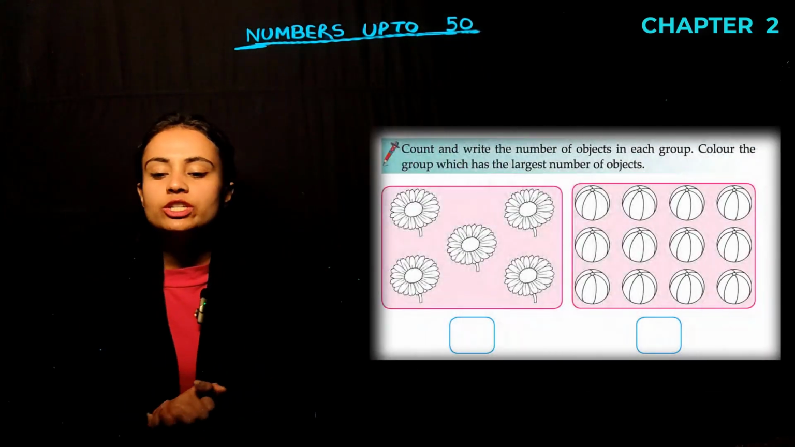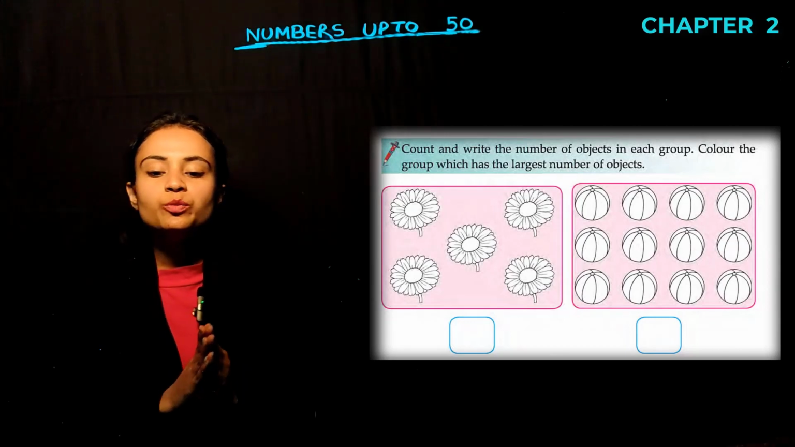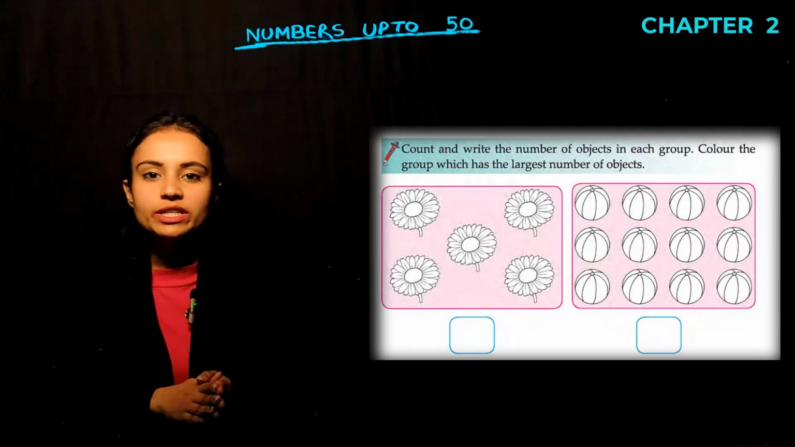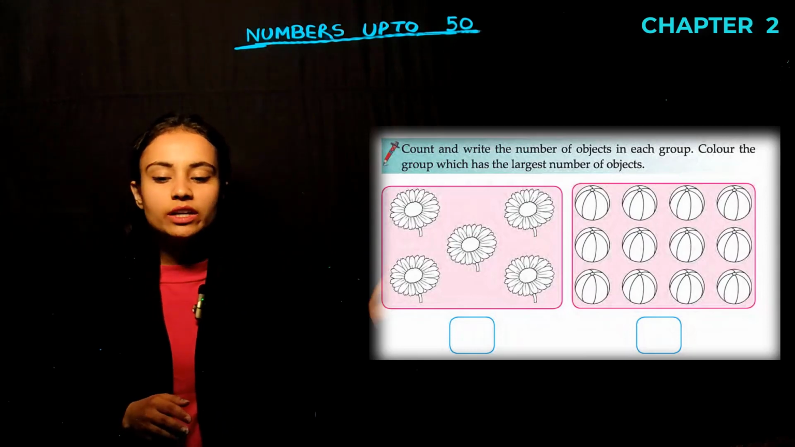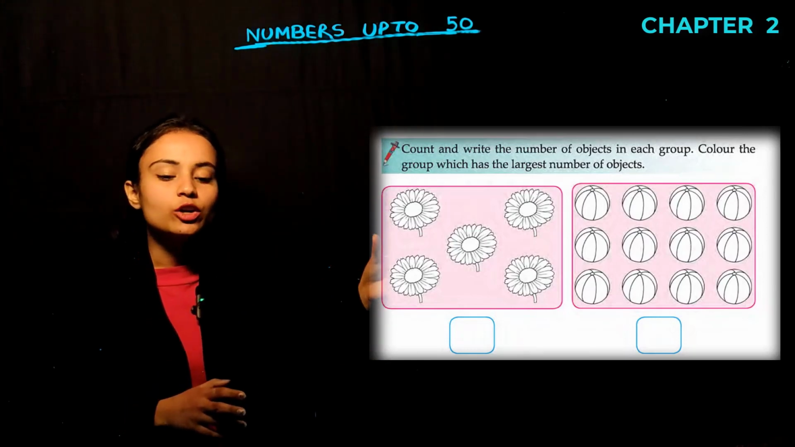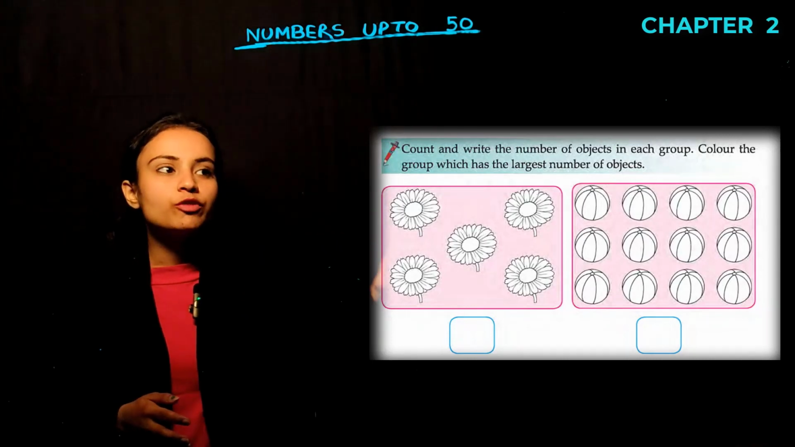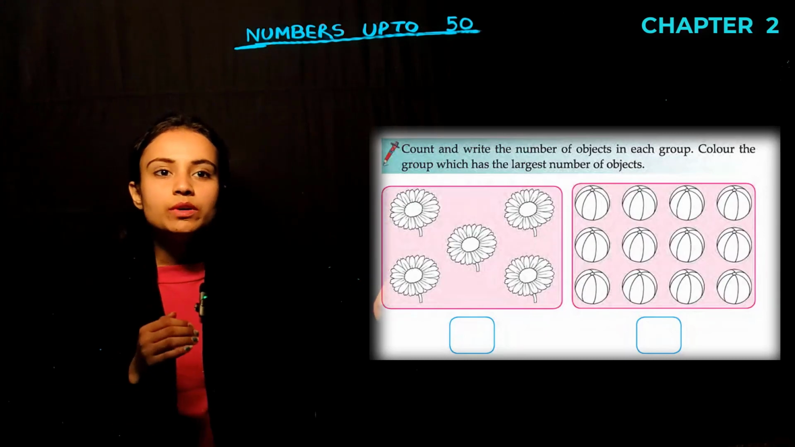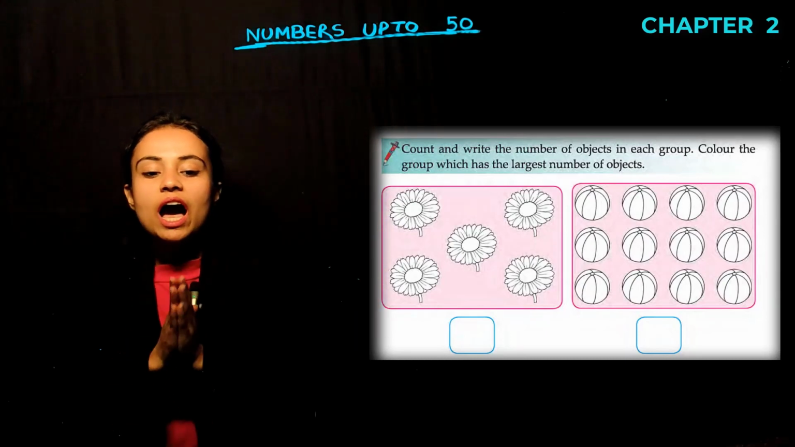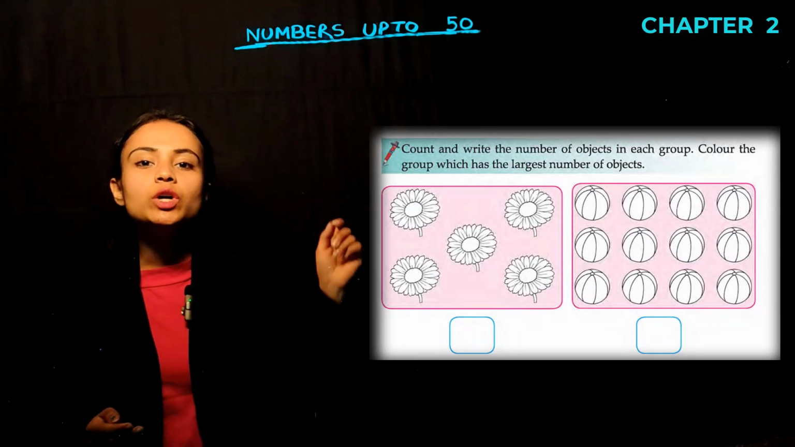Our next question is: count and write the number of objects in each group. Color the group which has the largest number of objects. So here 2 groups are given. In the first group, some flowers are drawn, and in the second group, some balls are drawn. We have to count the number of flowers and the number of balls and write the numbers respectively. And the picture which has the larger number of objects, we have to color.